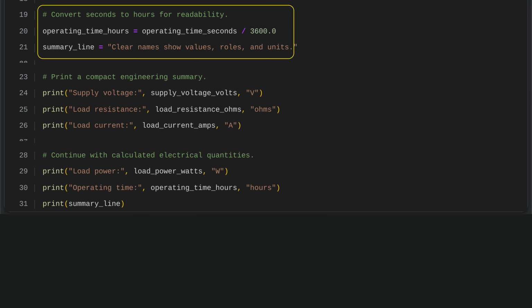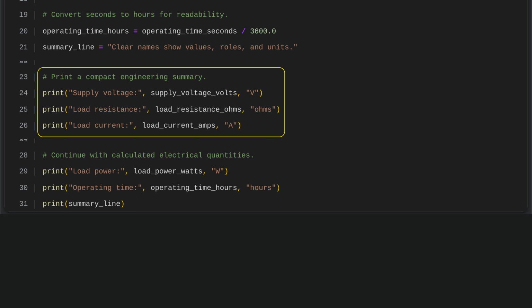The code makes operating time easier to understand by converting seconds into hours, using a more familiar unit. It also creates a short summary, reminding readers that clear descriptive names help show what values represent, what roles they play, and what units they use.